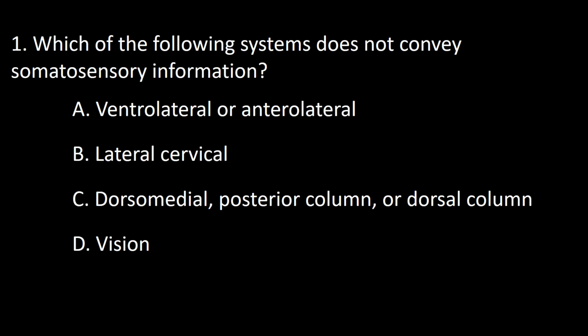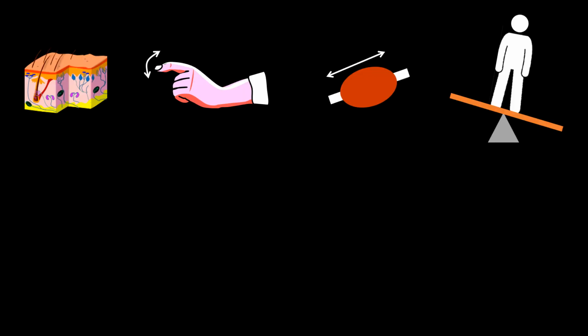The first question is, which of the following systems does not convey somatosensory information? A. Ventrolateral or anterolateral. B. Lateral cervical. C. Dorsomedial, posterior column or dorsal column. D. Vision. When we think of sensory systems, we first think of vision, hearing, taste, and it is only after that we think of skin sensation, joint position, muscle length, and balance. The somatosensory system deals with these less initially thought of sensations.